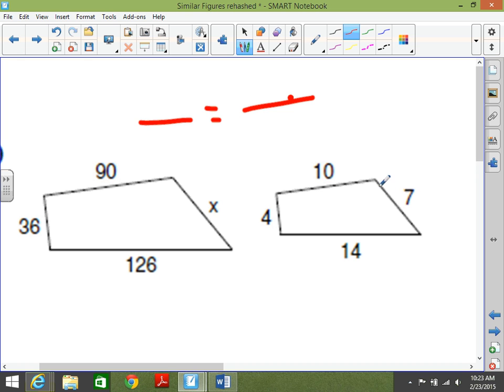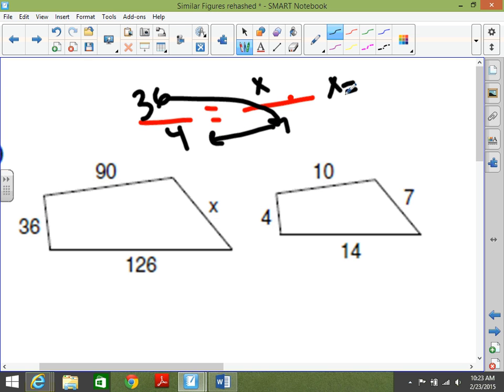36 does not match 7. 36 and 4. X and 7. X and 7. Okay, cross multiply and divide. What'd you get? 63. All right, scale factor.